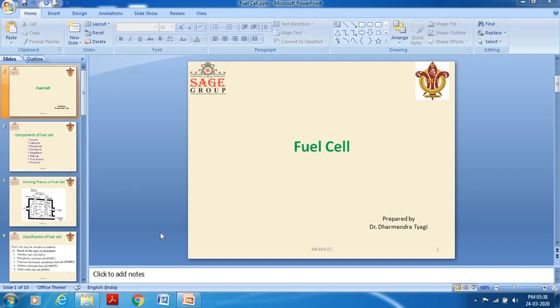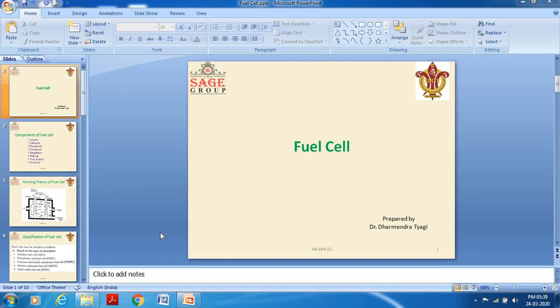And some of the applications of fuel cells are also there. Applications of fuel cells: number one, domestic use, automotive vehicles, central power stations, defense applications, space projects. Fuel cells are primarily suited for low voltage and high current applications.